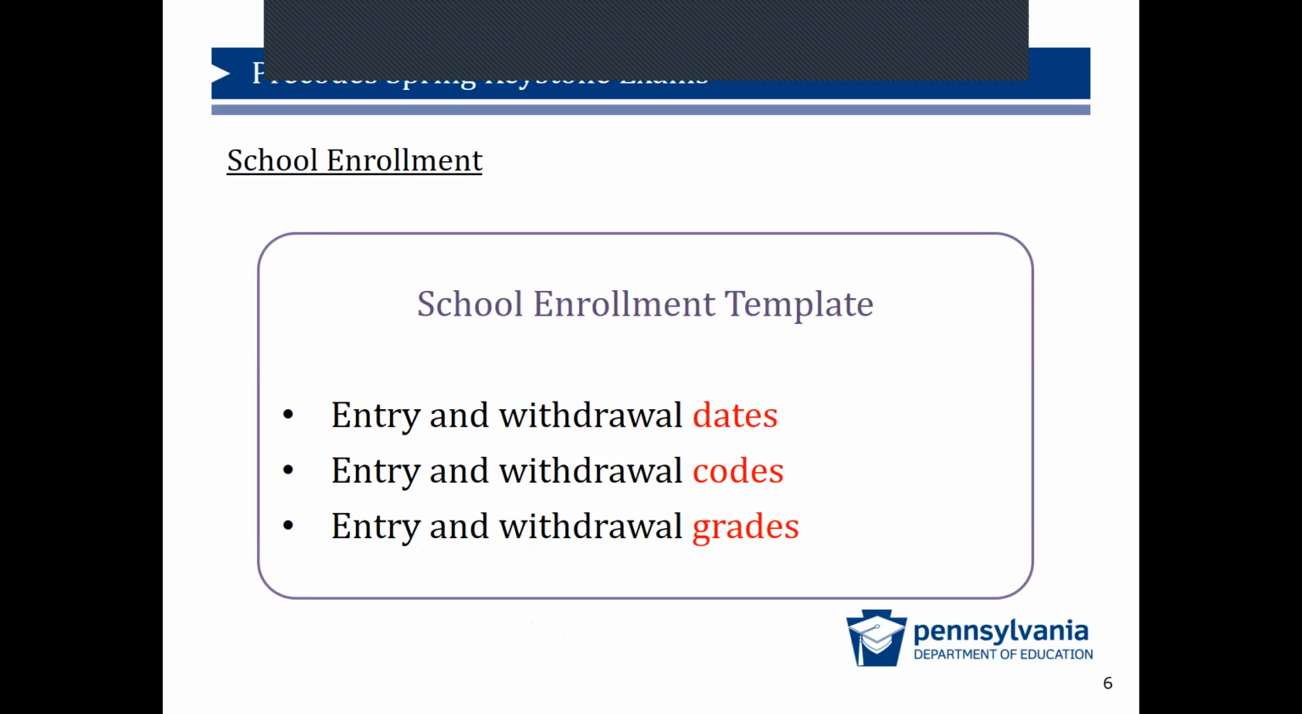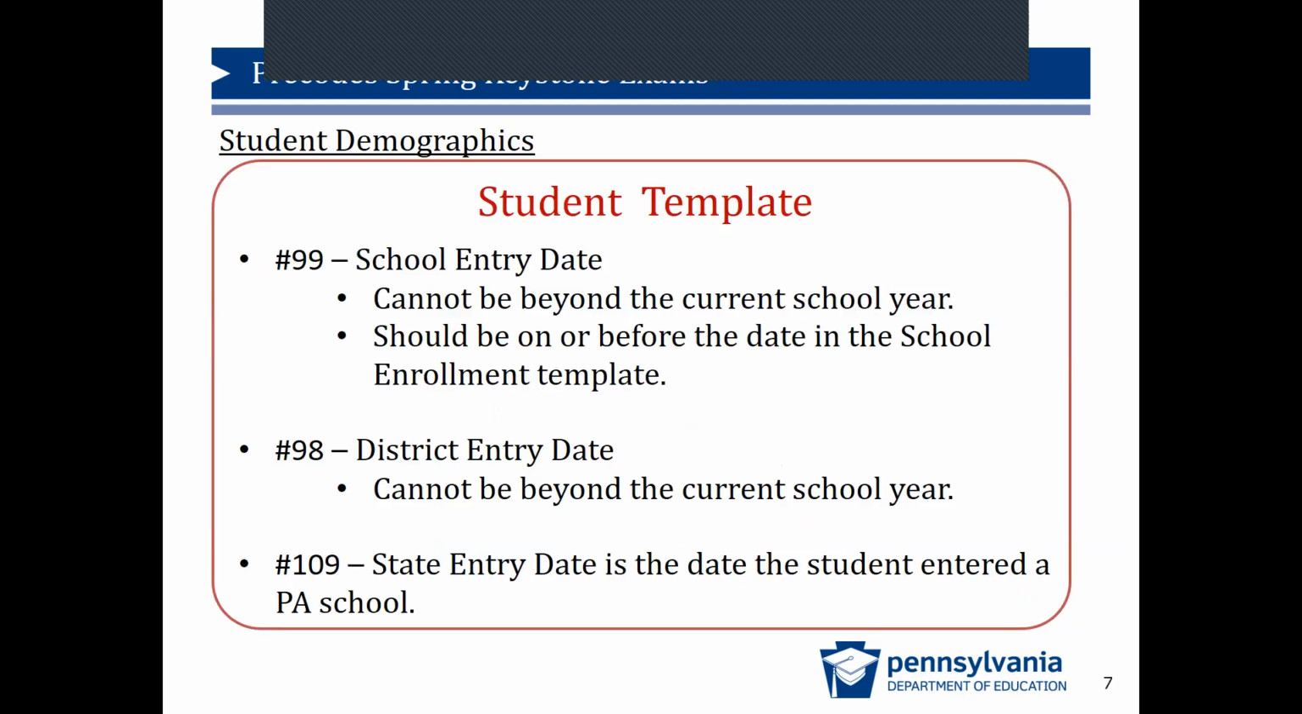Data from the school enrollment template is used to determine which students are included in the internal snapshot. The template includes entry and withdrawal dates, codes, and grades. The school, district, and state entry dates in the student template are also used to determine which students are included in the snapshot. In the student template, field 99 is the school entry date. The school entry date cannot be beyond the current school year. This date should be on or before the date in the school enrollment template.